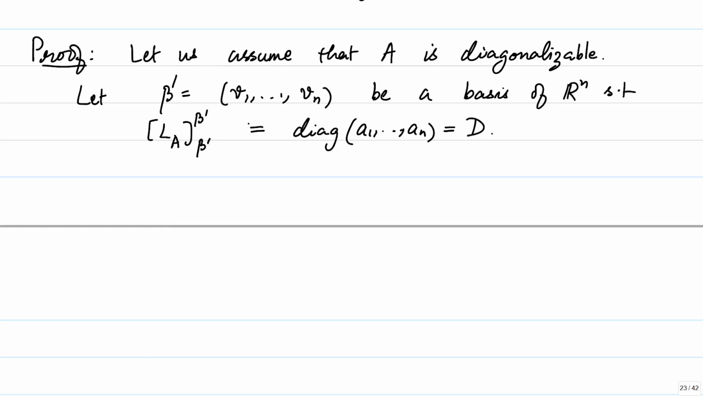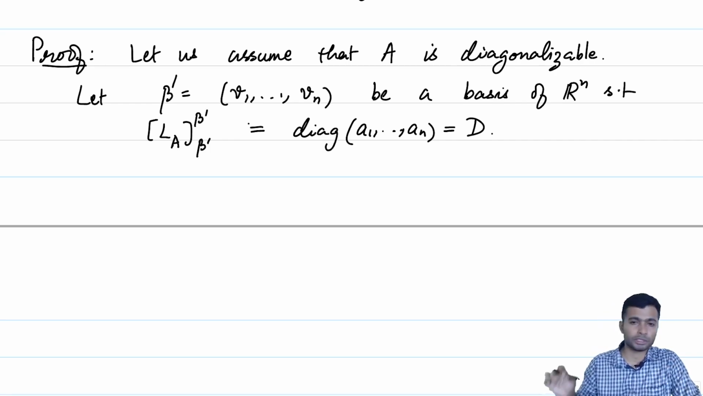So, we have assumed that A is diagonalizable. By definition, LA is a linear transformation which has a diagonal matrix with respect to some basis. Let us call that beta prime. So, with respect to beta prime, LA has the matrix representation given by D.